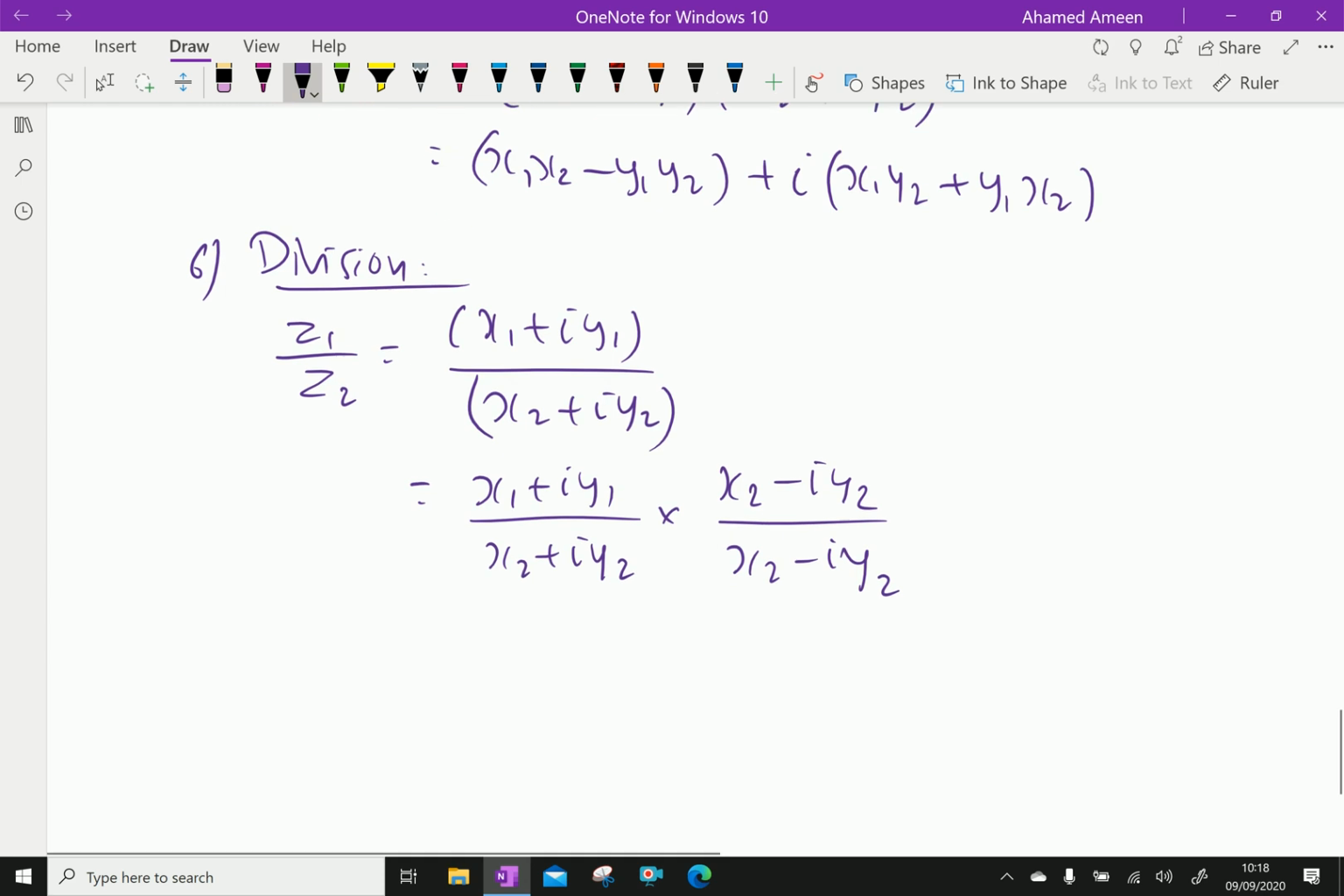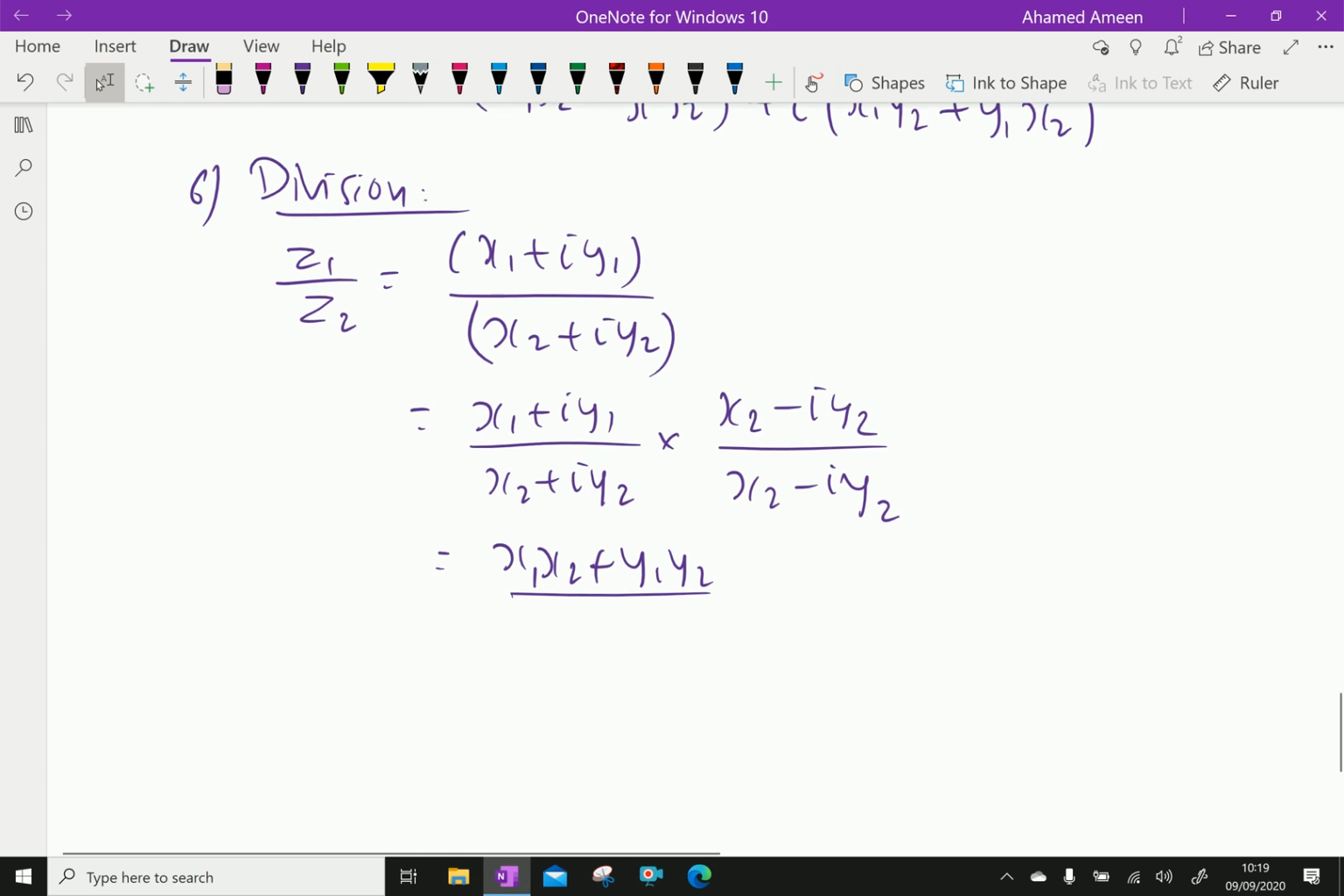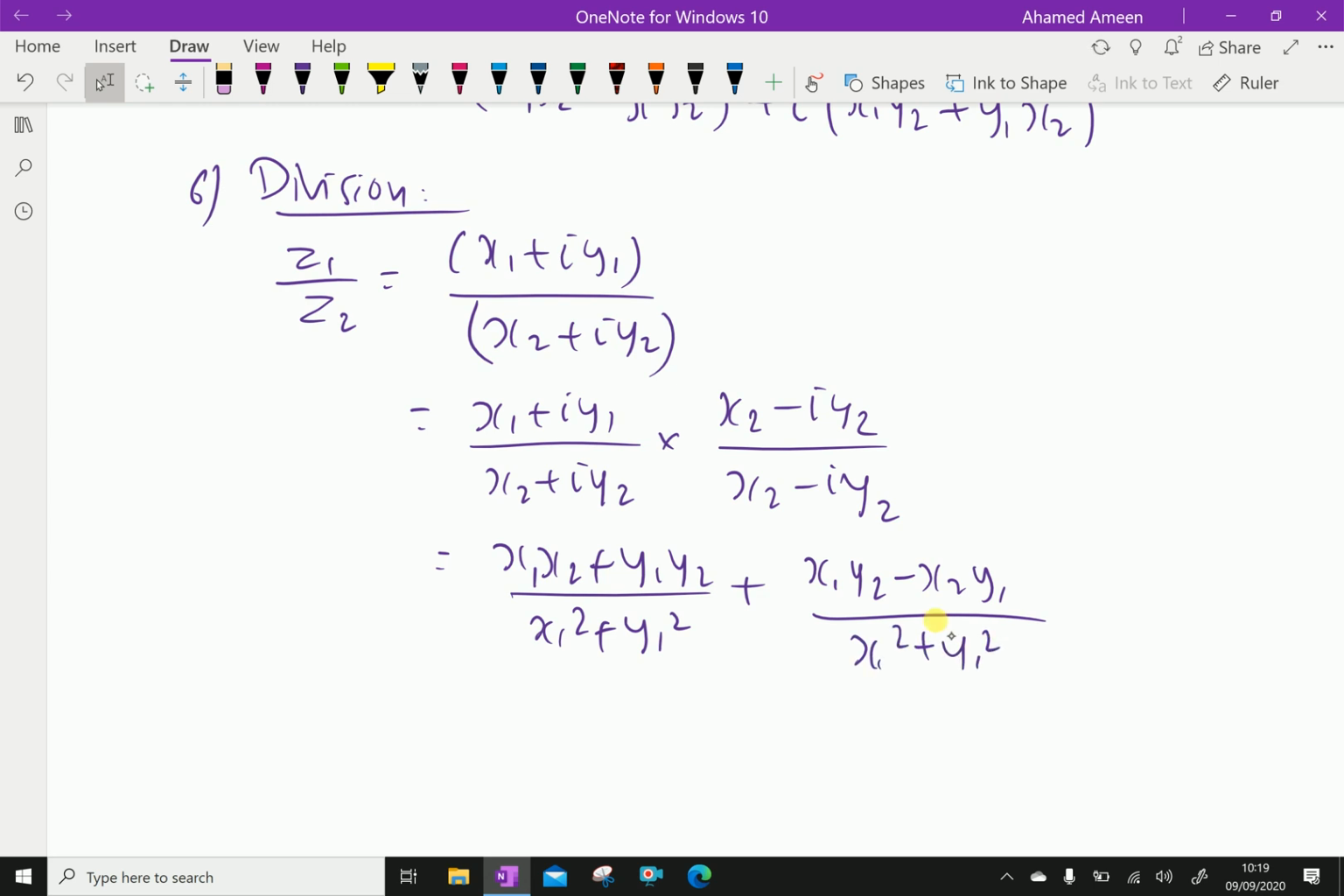After multiplying and simplifying, we get x1 x2 plus y1 y2 over the denominator x2 square minus i y2 whole square, that becomes plus because i square is minus 1 and a minus is already there, so it becomes x2 square plus y2 square. This is the real part, and the imaginary part is x2 y1 minus x1 y2 over x2 square plus y2 square, times i. This is the division of two complex numbers.